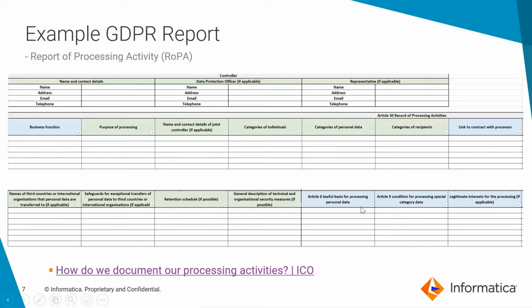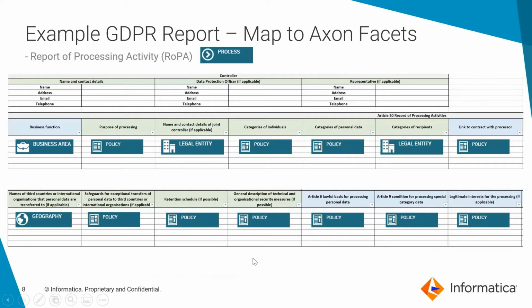Now, what we need to do is map the items in each column here in the ROPA report to Axon Facets. So this spreadsheet is for a particular process. And then within this process, they want to know the name and contact details of the controller, the data protection officer, and a representative if there's a separate representative. Now, this information here at the top of the report is not kept in Axon because Axon only keeps metadata. It doesn't keep actual data, but this would be standard boilerplate because it's always going to be the same controller, the same data protection officer, and the same representative across this report.